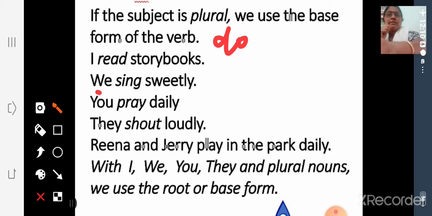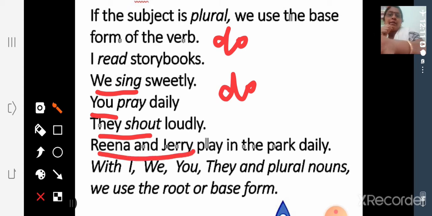We sing. We is plural, so only the base form. Then you also, along with you, we always use the base form of the verb. Then they shout. They is plural, so shout. Reena and Jerry play in the park daily. Reena and Jerry is plural, so the base form play. So with I, we, you, they and plural subjects, we use the root or base form of the verb. No change, just the root form or base form of the verb.